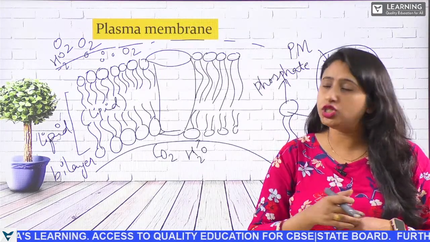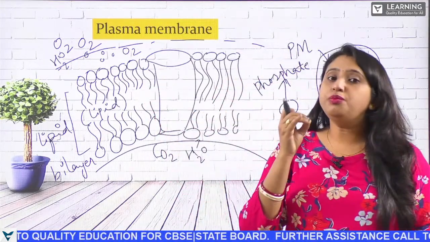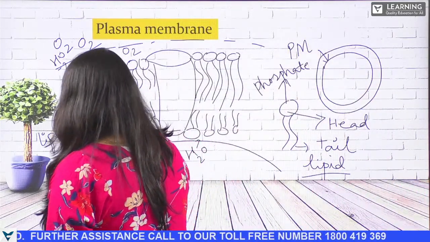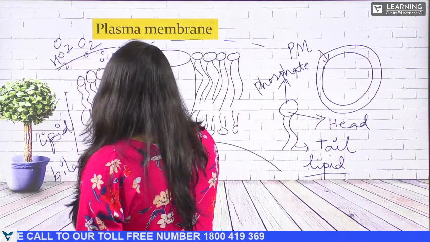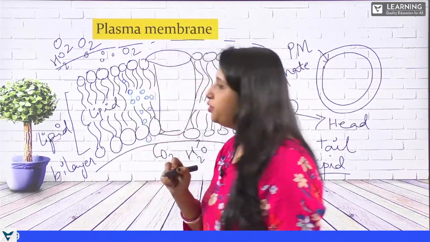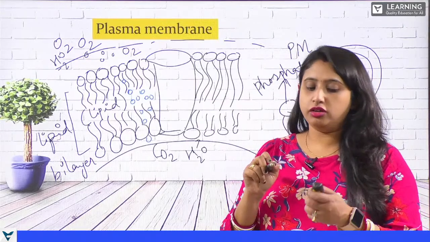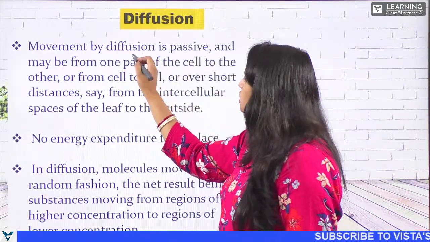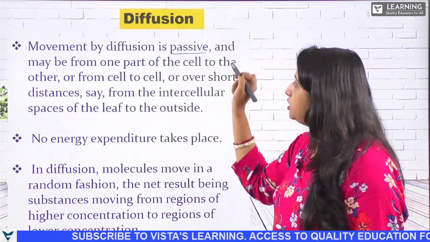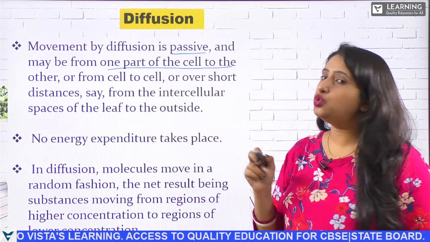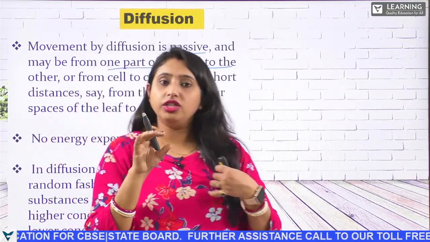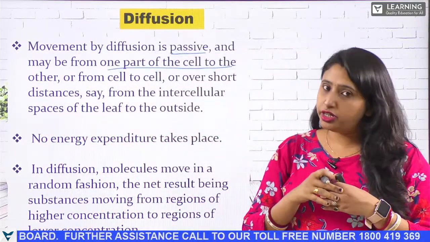Now what happens in diffusion is, the simple molecules can easily pass through the plasma membrane. So these are the simple molecules which can easily cross the plasma membrane. That is called diffusion. Now see what is diffusion. Diffusion is passive. That is, movement by diffusion is passive and may be from one part of the cell to another. So diffusion can take place within the cell, that is inside the intracellular space also.